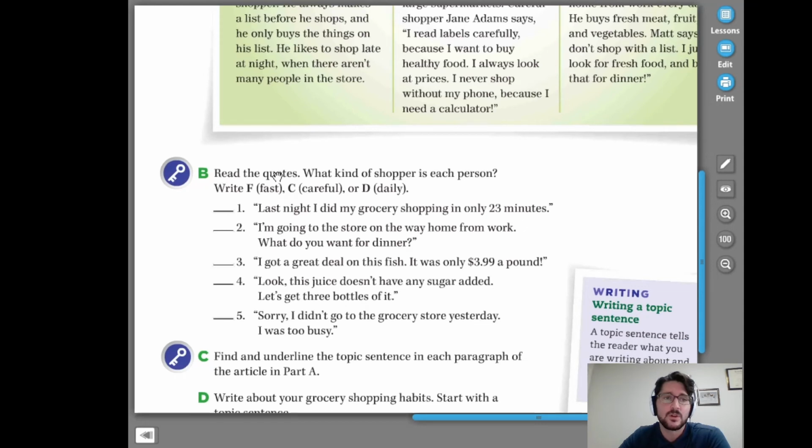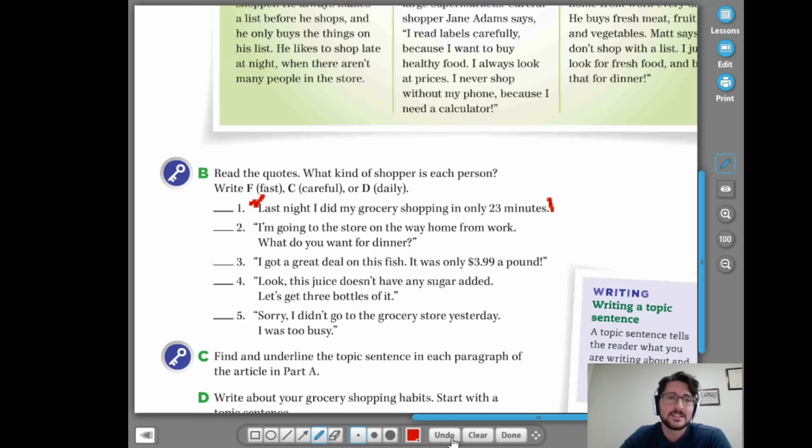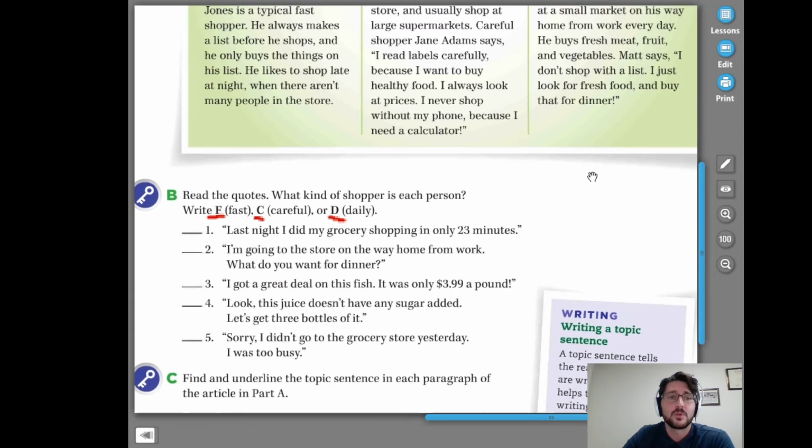It says, read the quotes. What kind of shopper is each person? So, these kind of phrases here. They say these sentences and then we need to guess which shopper each one is. We need to match. Fast shopper, we should write F. Careful shopper, we should write C. Or the daily shopper, we should write D. Okay. So we'll do number 1 together.